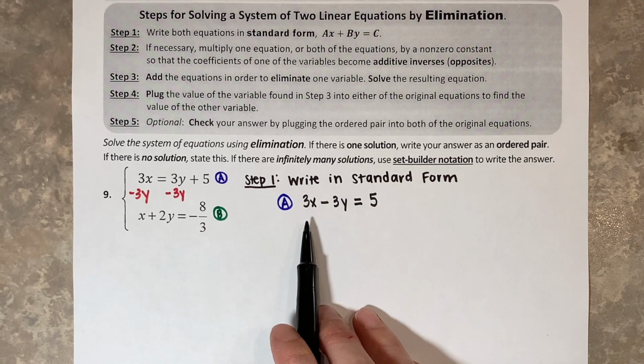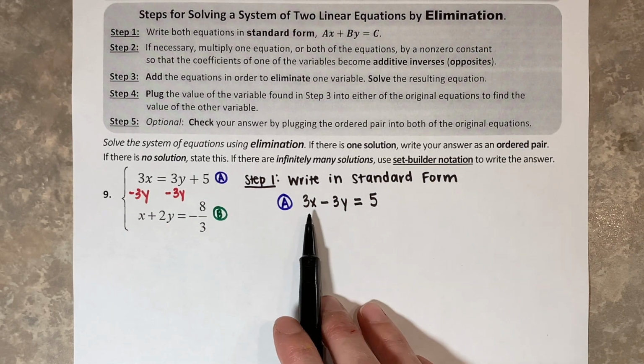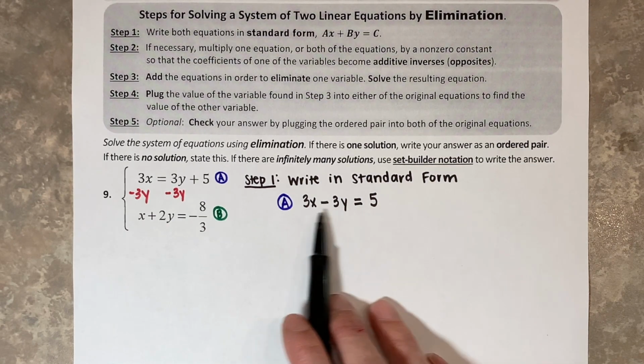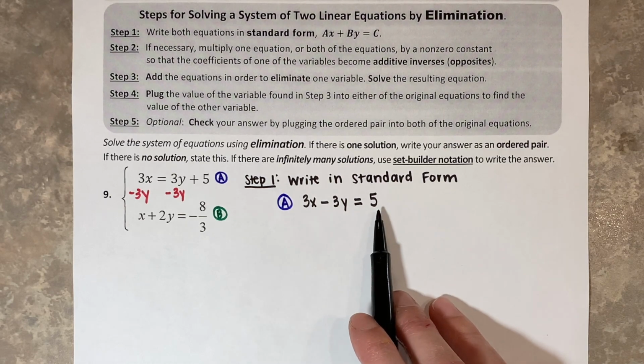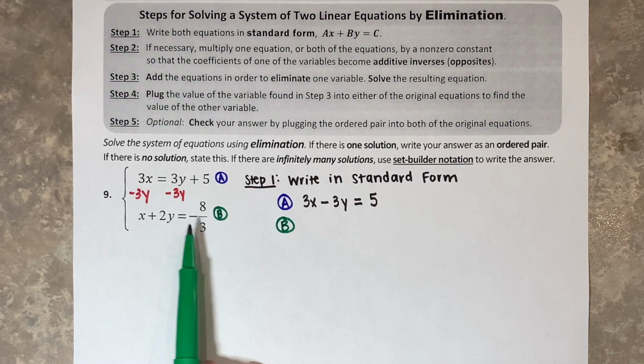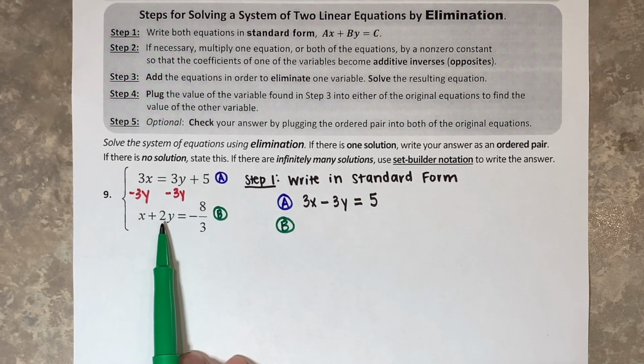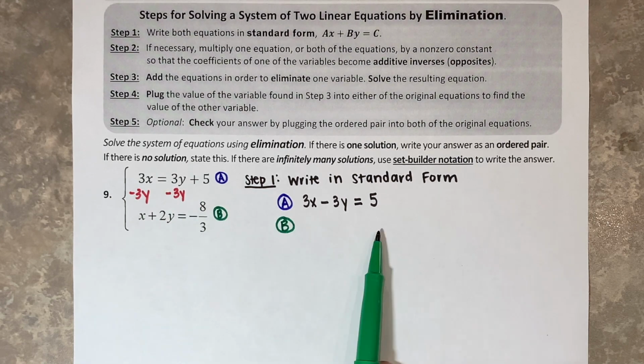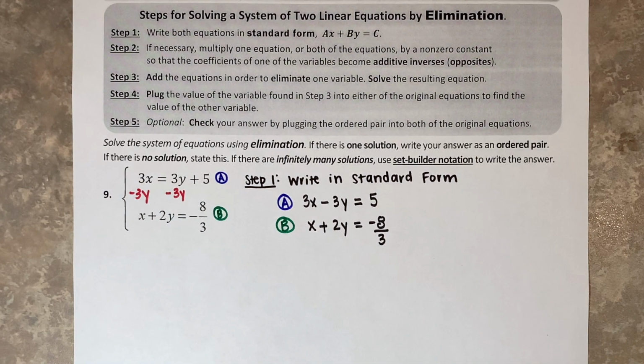Now this equation is written in standard form. We have the x term first, then the y term on the left side of the equal sign, and on the right side of the equal sign we have the constant. Equation B is already written in standard form. We have the x and the y term on the left and the constant on the right. So I'm just going to copy equation B over here. Now we've completed step 1.